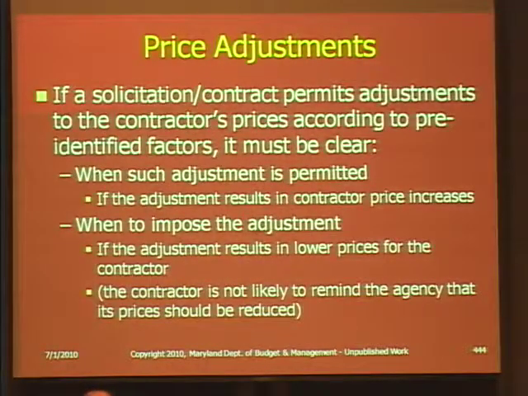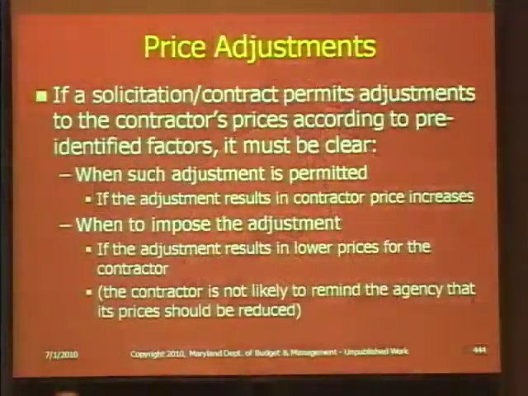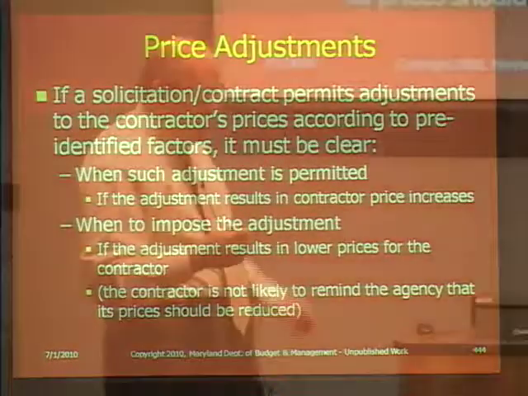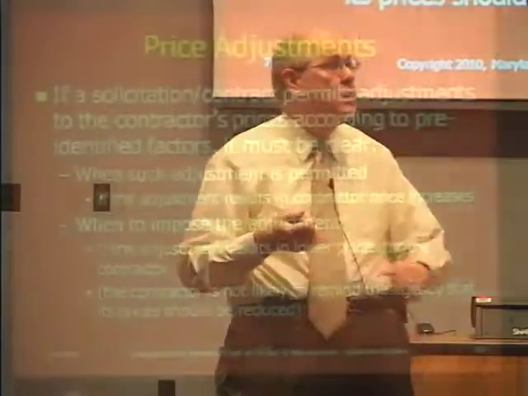Price adjustments. This is something that frequently does occur in specifications and something you should consider for long-term contracts, based upon the volatility of what it is you're contracting for. If a solicitation or contract permits adjustments to the contractor's price according to pre-identified factors, and it must be pre-identified, it must be clear when such adjustment is permitted. I would say over and over and over, not just saying what, but when.